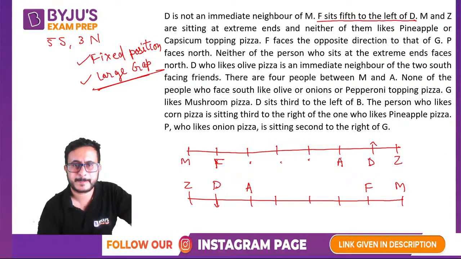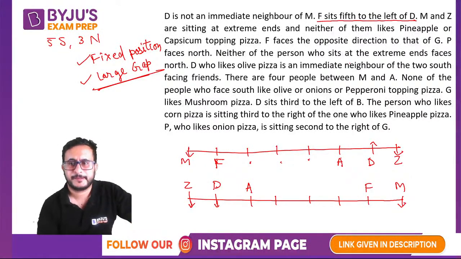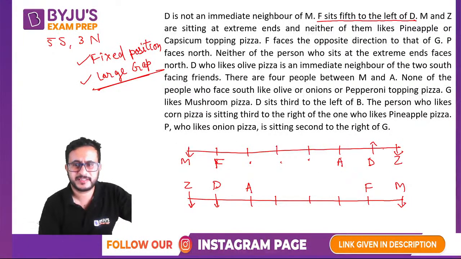Now, one more thing that is given that we have not placed is these both people sitting at the extreme ends face south. It is saying that they are not facing north, so that means they are facing south. That we can fill because that was directly given. Then we have D is an immediate neighbor of two south facing friends. So if we consider this scenario, A will face south, and in this scenario also A will face south.